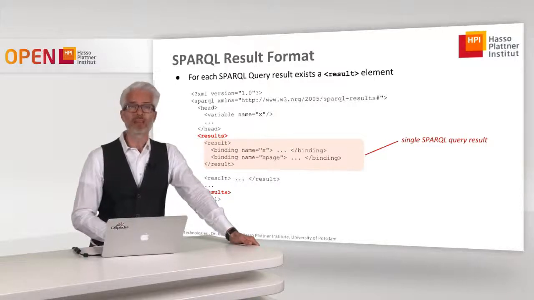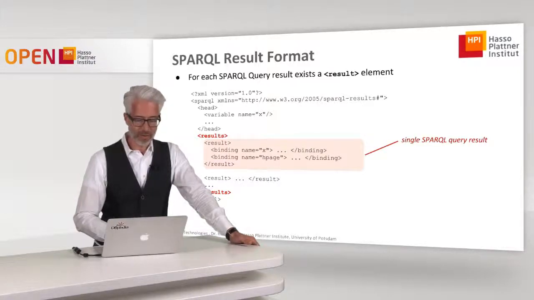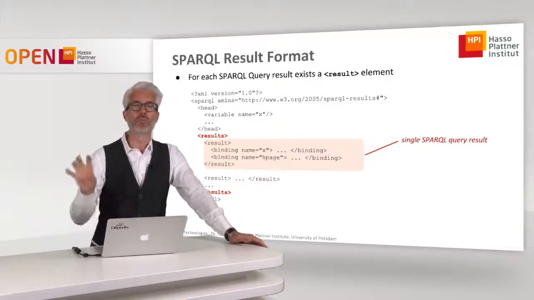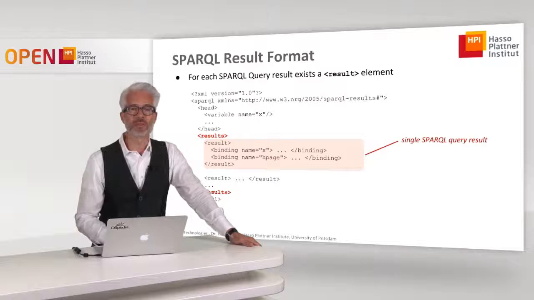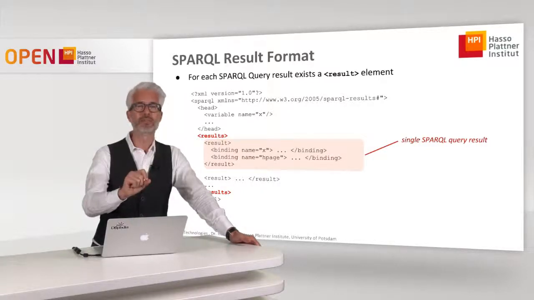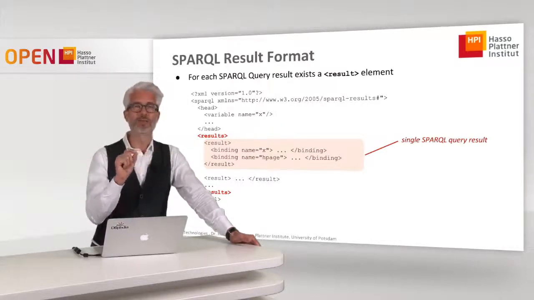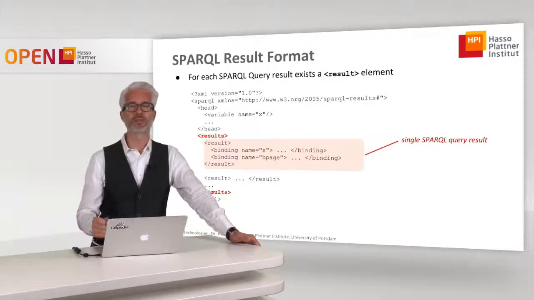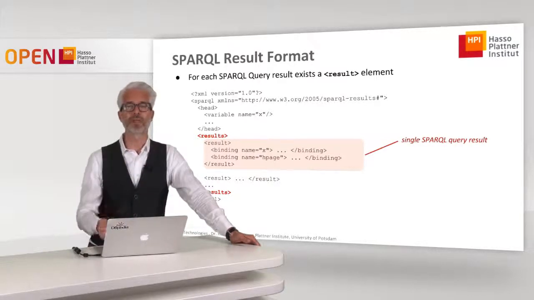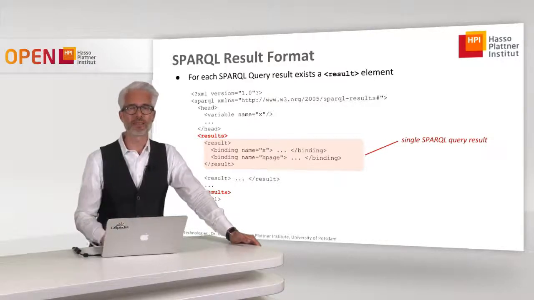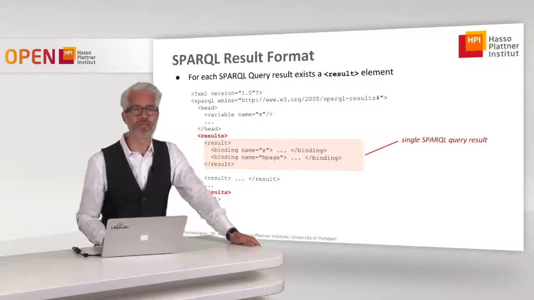What else is there? After the header you have the results part, and in the results part, all the results usually are stated singly here with a binding for each of the variables. So you see here in the result set a single result line, and in the result line for the variable X there comes a binding. For the variable hpage there comes a binding, and then inside this node you will find the value against which it is bound. So this then will be a single SPARQL query result.